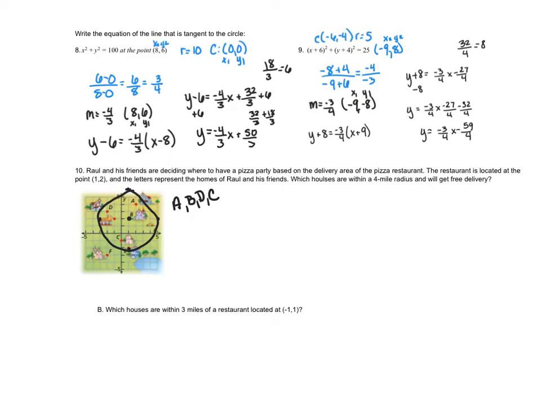All right. How about which houses are within a 3-mile radius of negative 1, 1? So I'm going to erase this if I can. Eraser, erase. And then we're going to plot negative 1, 1 in a different color. Let's go blue. So it's negative 1, 1, and we're talking about a 3-mile radius. So 1, 2, 3 in each direction.